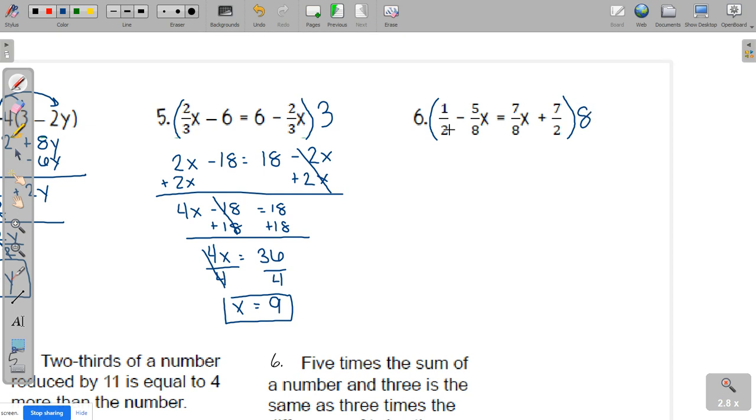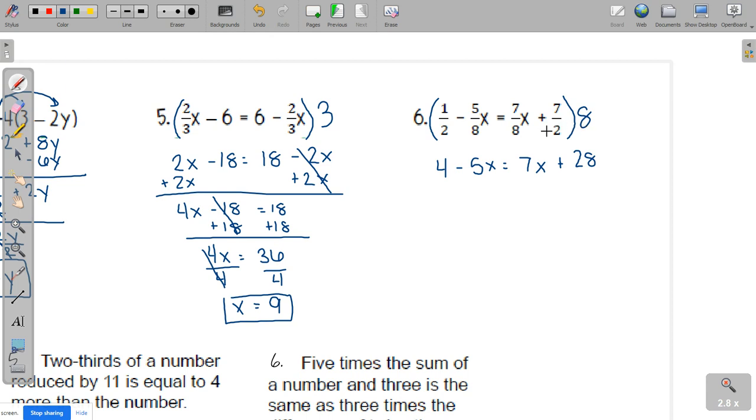So 1/2 times 8 is 4. Minus 5/8 x times 8 is minus 5x equals 7/8 x times 8 is 7x plus 7/2 of 8. That will give us 28.